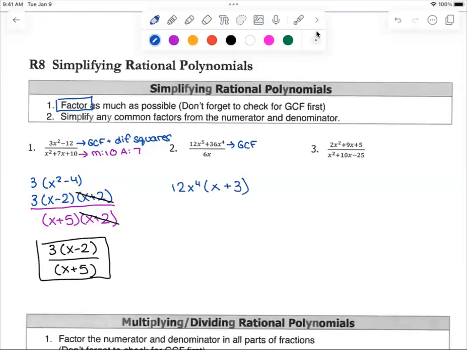I'm done. The denominator, guess what? I can't do anything with. It's just simply a 6x. So now when I go to simplify, 12 over 6 is simply a 2. X to the 4th over x, when you divide, you subtract exponents. That leaves me x cubed. And I still have an x plus 3. That is my final answer. I'm done.